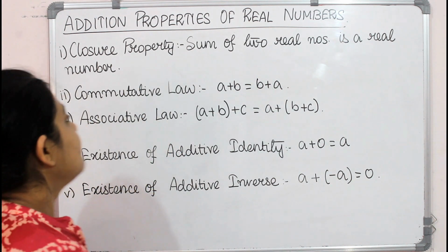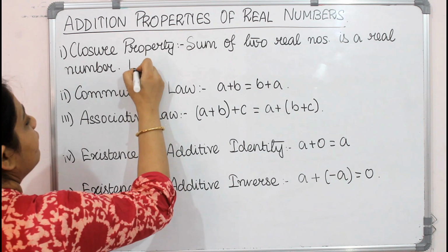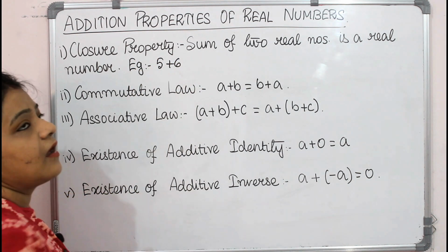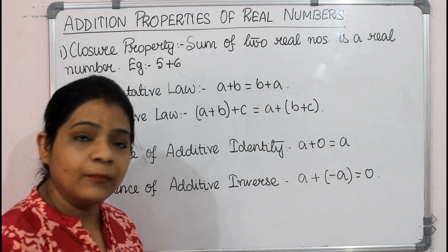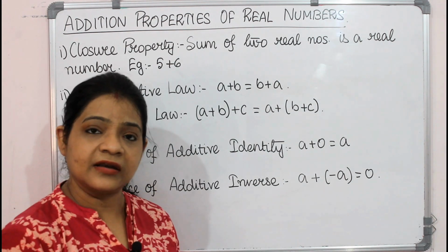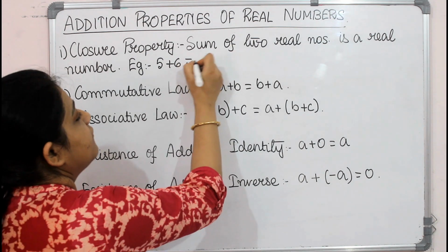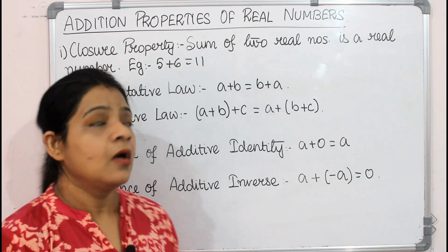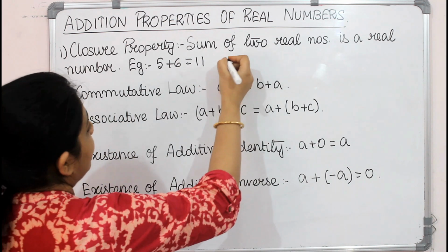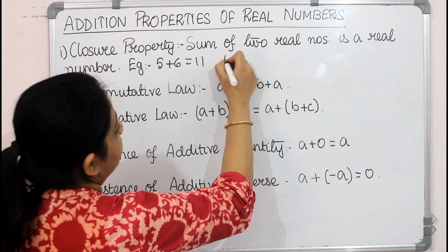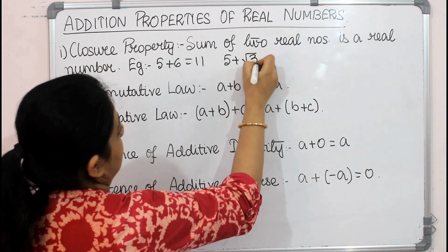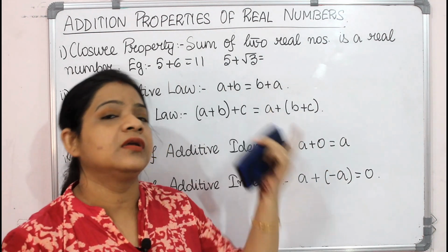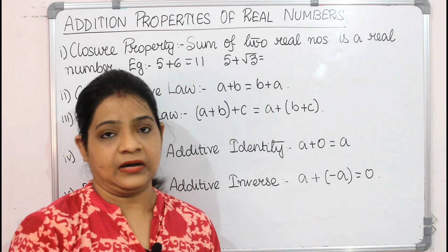number. This is very simple. For example, if I write 5 plus 6, 5 is a rational, that is a real number, 6 is a rational, that is a real number, and it will give you 11. So 11 is a rational number and real number as well. Next, if I give you an example like 5 plus root 3, the result will give you an irrational number. So irrational number is also a real number.